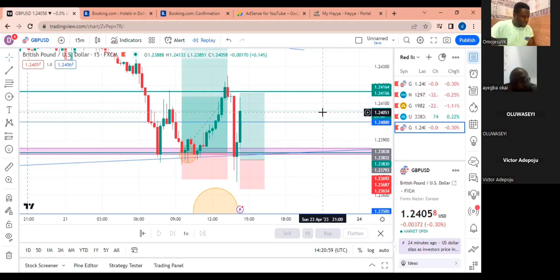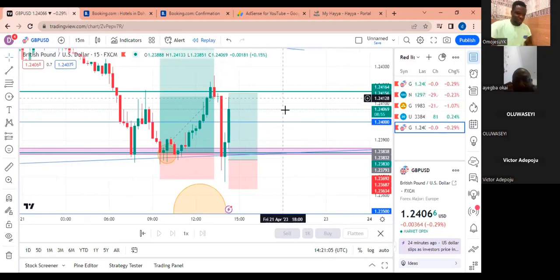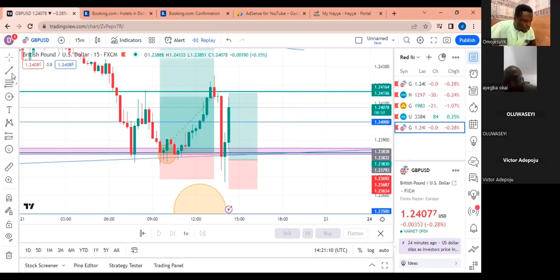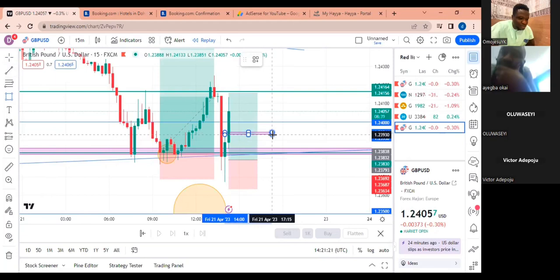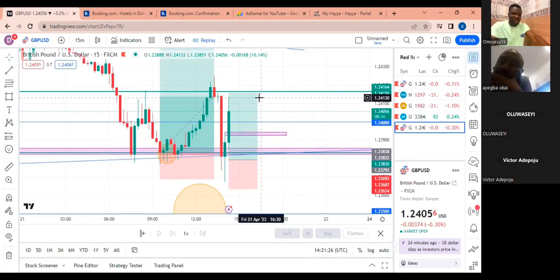So, let's wait for the next candle. But at this point, you break even. You move your break even to this point. Oh, this Zoom is about to expire again. You move your break even to at least this point. But I've already closed like 75% of my account here.